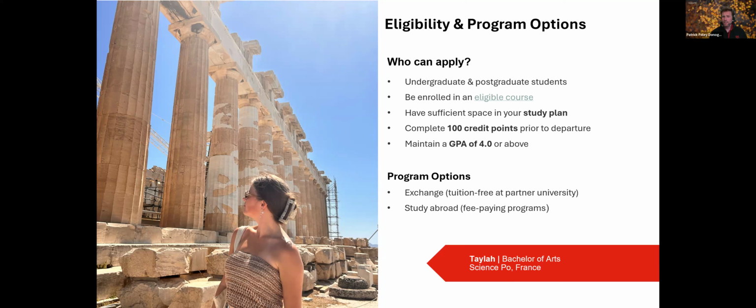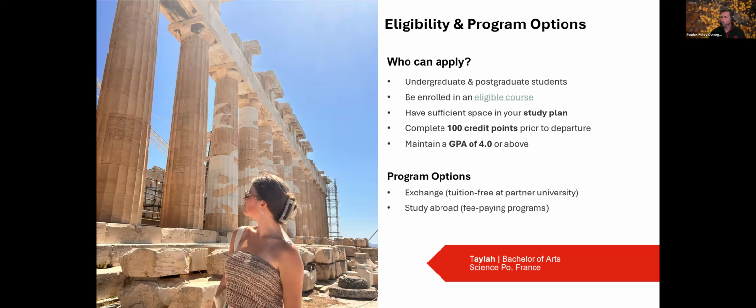Now, just a quick breakdown. There are 2 main genres or themes or types of programs. There's exchange. That's where we exchange or swap students with a partner university. So we send 1 student to a university, say Taylor on the screen here, to Sciences Po. We send 1 student to Sciences Po for a semester, and they send us 1 student back. We're exchanging or swapping students.